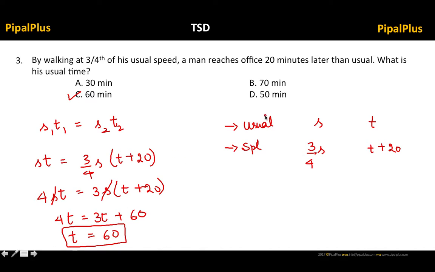If he slows down his speed to 3/4 of his original speed, or to 75% of his original speed, then he takes 20 more minutes, which is 80 minutes, right? So the answer is time equals 60.